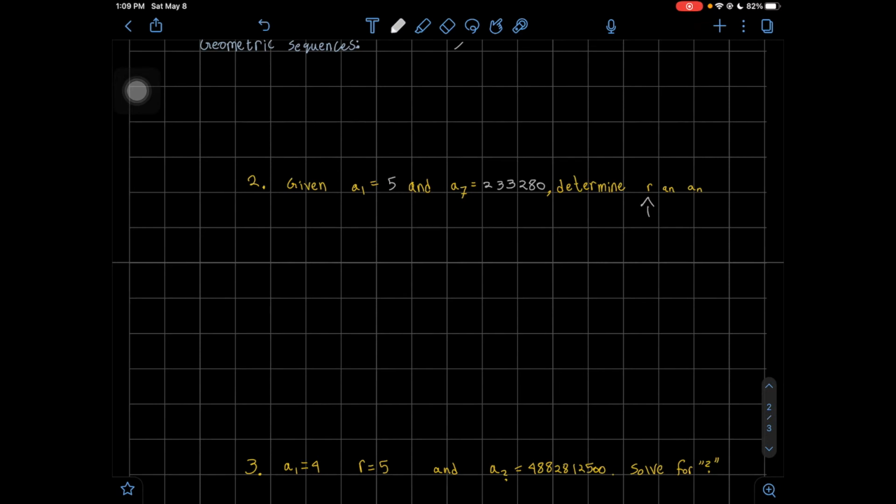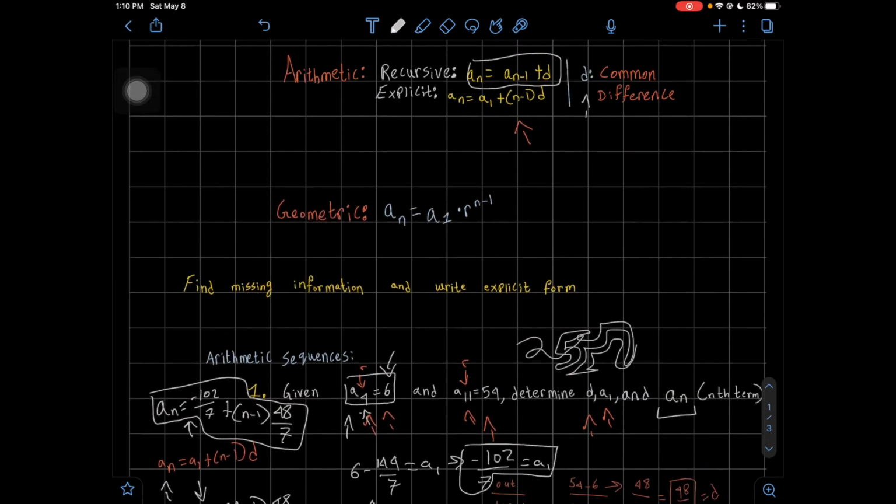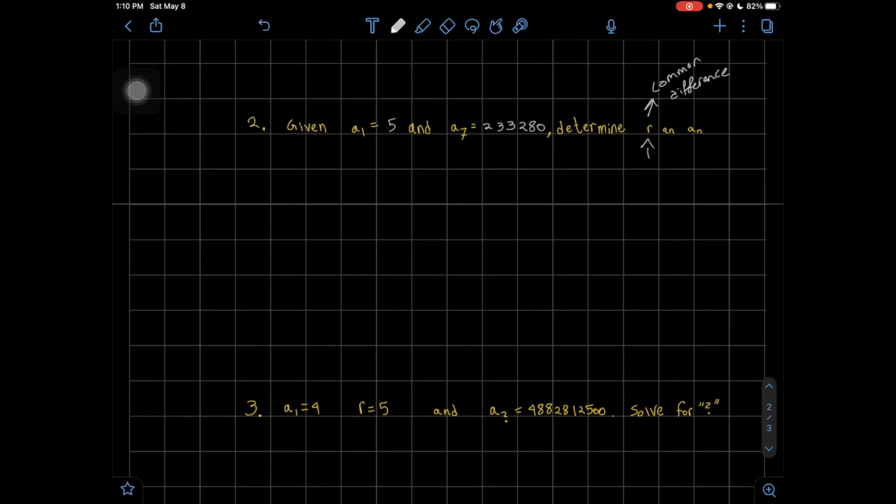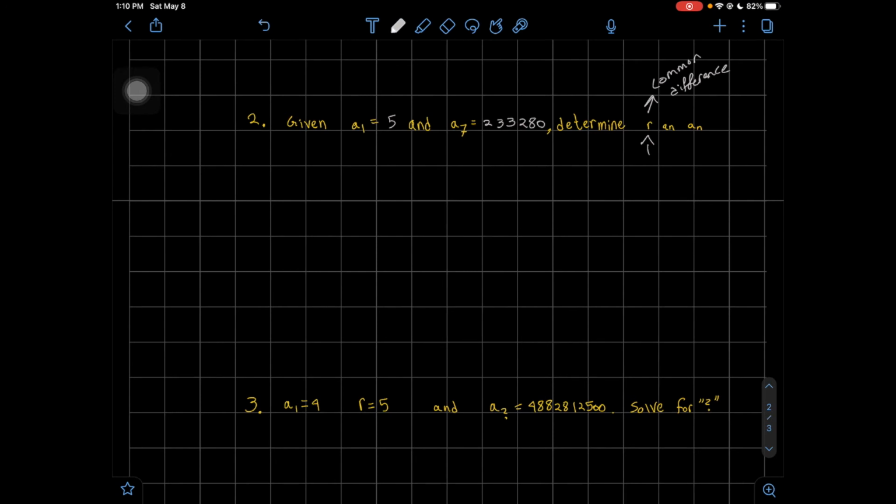And r is actually just your common difference. Well, it's a little different than your arithmetic because it's going to be more of a common ratio where you're going to be multiplying. Now, if you remember, our geometric equation was a of n equals a1 times r to the power of n minus 1. So now what we need to do is use that equation. So we have a of n equals a1 times r to the power of n minus 1. Well, as of right now, we know our a1 value, so we can substitute that in. So we have a of n equals 5 times r to the power of n minus 1.